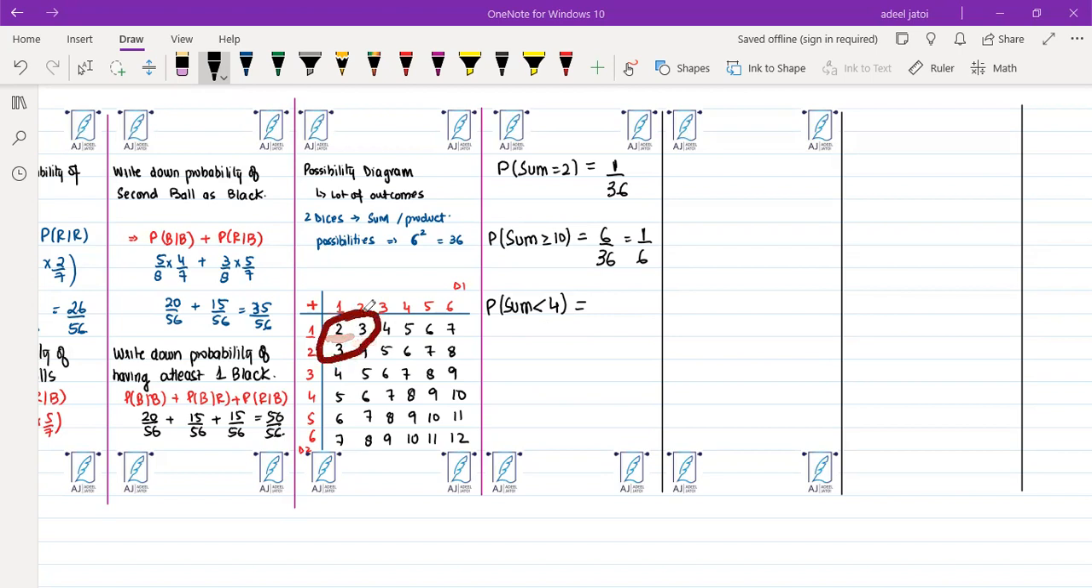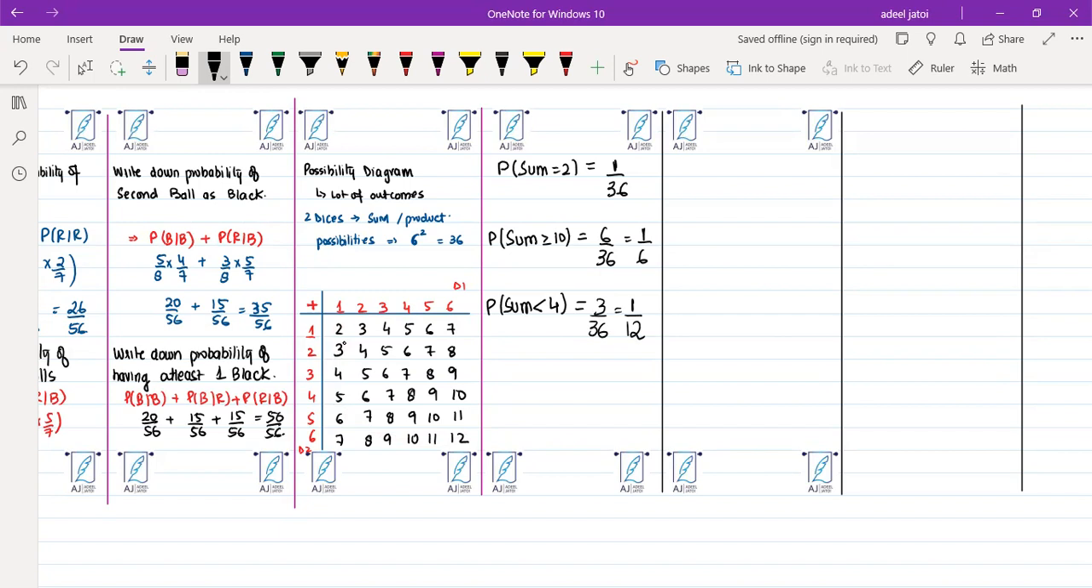So how many outcomes do we have? 3, out of how many? 36. So this should be directly written as 3 upon 36, which is 1 upon 12. This is the sum of less than 4. These questions are normally based upon two dice when thrown together.